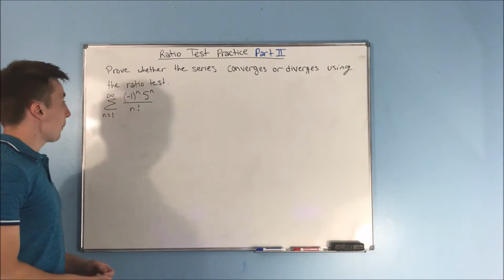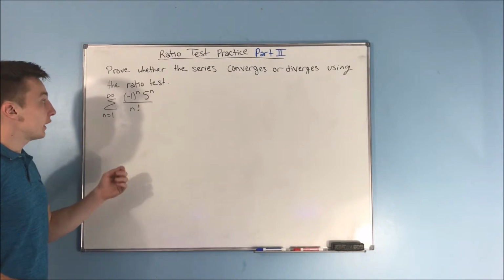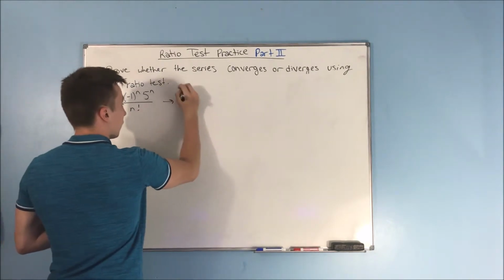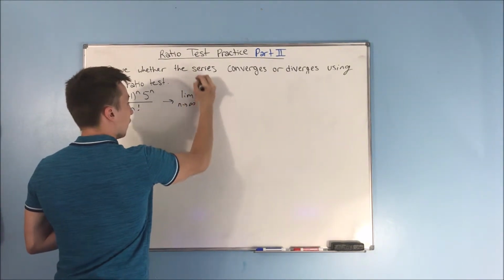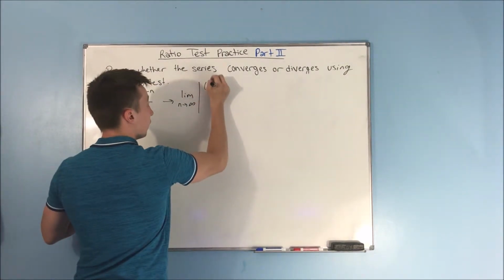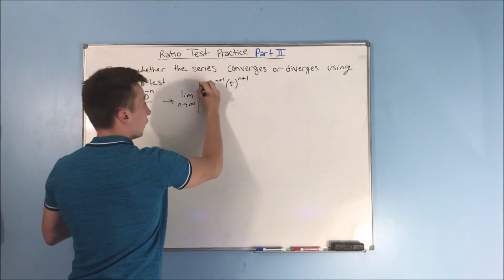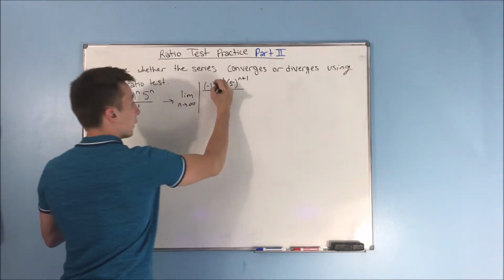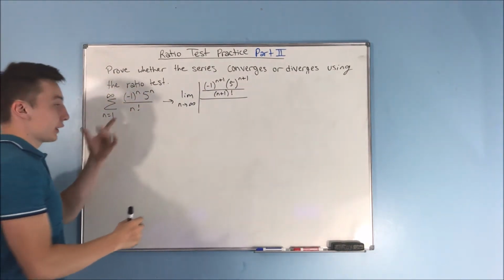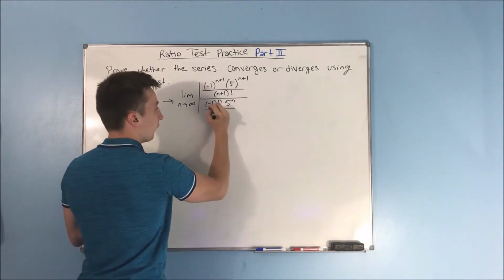Alright, so we have our next problem up on the board here. We have the sum from n equals 1 to infinity of negative 1 to the n times 5 to the n over n factorial. So again, let's set up that limit. We get the limit as n approaches infinity of a sub n plus 1, that's going to be negative 1 to the n plus 1 times 5 to the n plus 1 over n plus 1 factorial. And that's all going to be over negative 1 to the n times 5 to the n over n factorial.